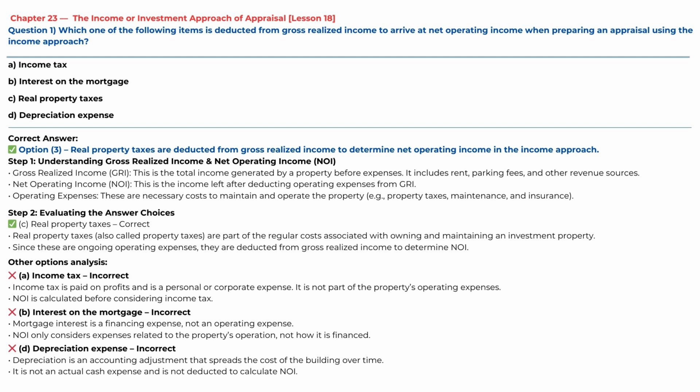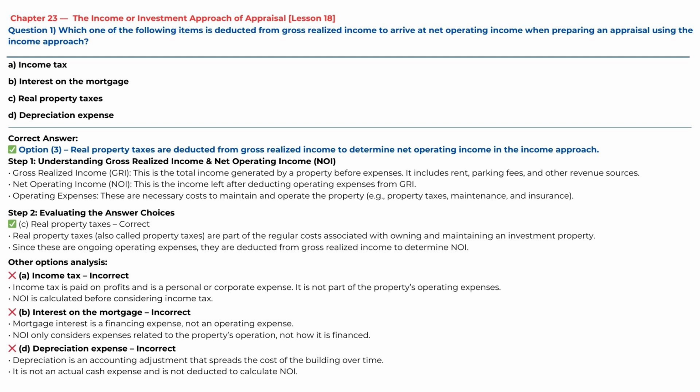Step 1. Understanding gross realized income and net operating income, NOI. Gross realized income, GRI. This is the total income generated by a property before expenses. It includes rent, parking fees, and other revenue sources. Net operating income, NOI. This is the income left after deducting operating expenses from gross realized income. Operating expenses, these are necessary costs to maintain and operate the property, e.g., property taxes, maintenance, and insurance.